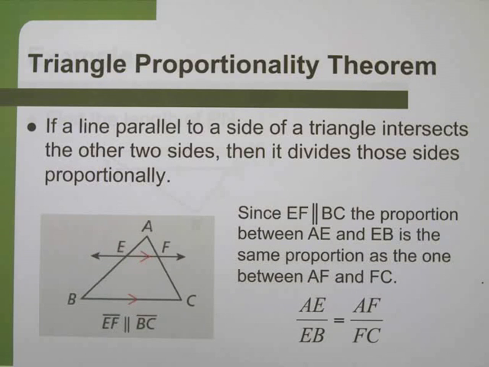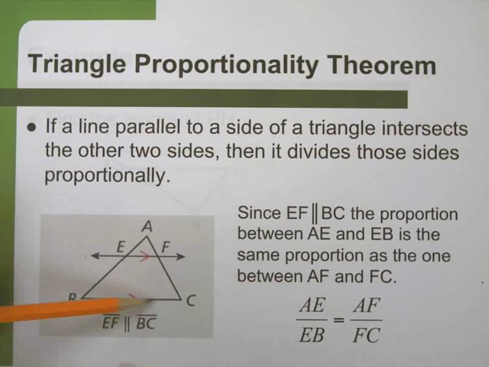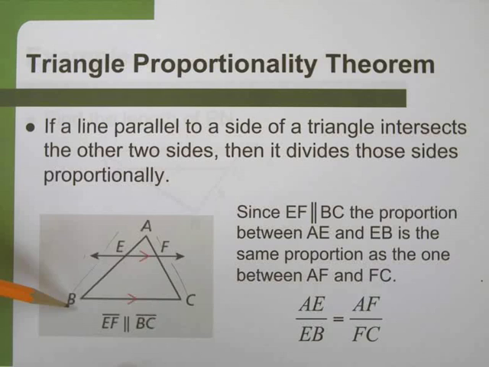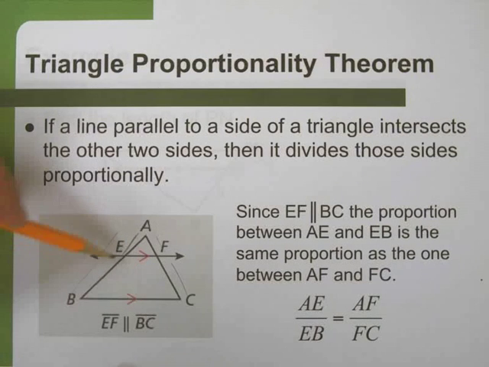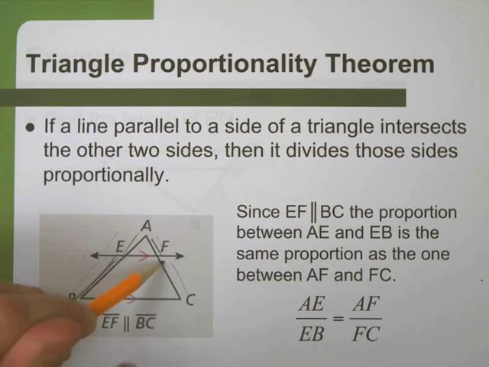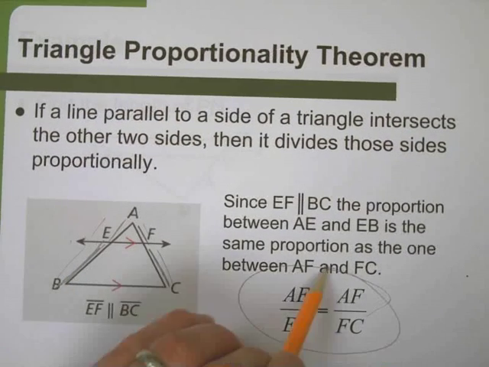If you have a line that's parallel to any side of the triangle, so in this case I've drawn a line that's parallel to the base, it divides the other two sides proportionally. Okay? So in other words, if I know that this line here and this line are parallel, the sides that it cuts, these two sides here to here and here to here, follow a proportion. In other words, AE is to EB as AF is to FC. Okay? And that stays right here.